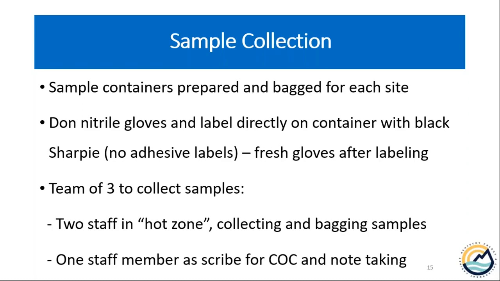So once you've labeled each of your containers, you'll put on fresh gloves and head to your sampling location. We found through experience from our Division of Waste Management folks who did some of the earliest PFAS monitoring that a team of 3 to collect these samples is optimum. This allows for 2 staff to be in the hot zone, 1 person who is collecting samples and the other person who is placing filled samples back in the bag. And then a 3rd staff member that acts as a scribe to fill out the COC, take notes, keep an eye on things, and then also have a set of gloves ready just in case an extra pair of hands is needed.